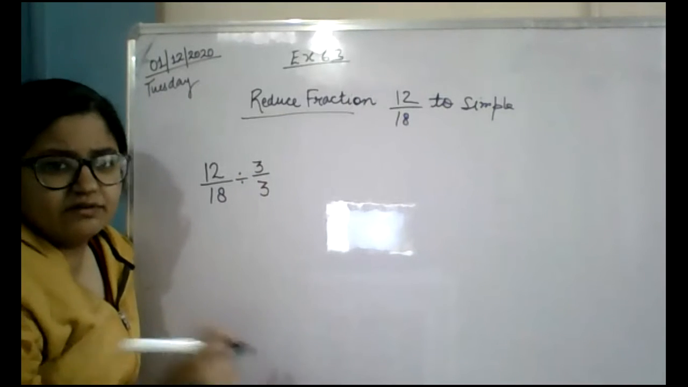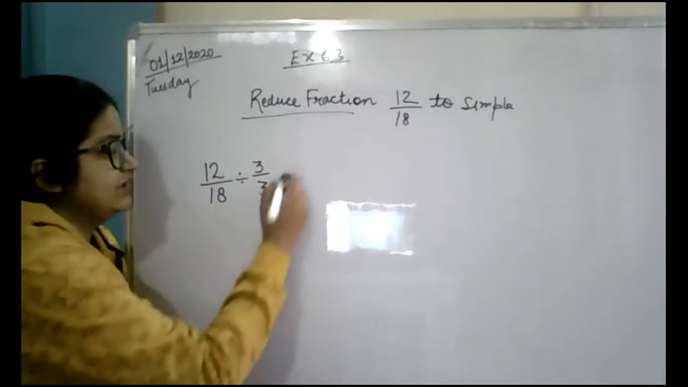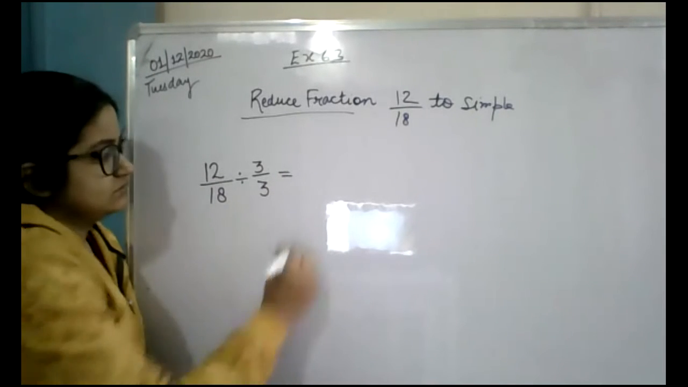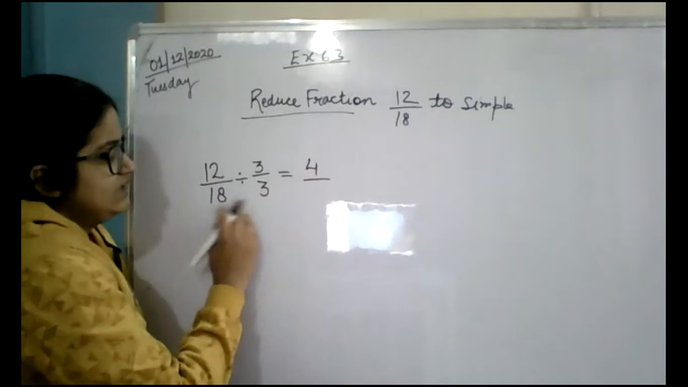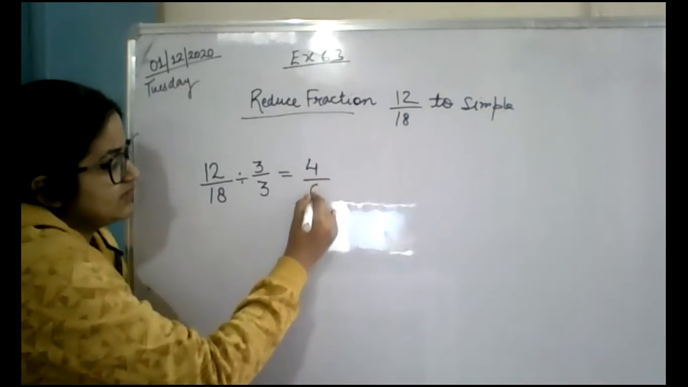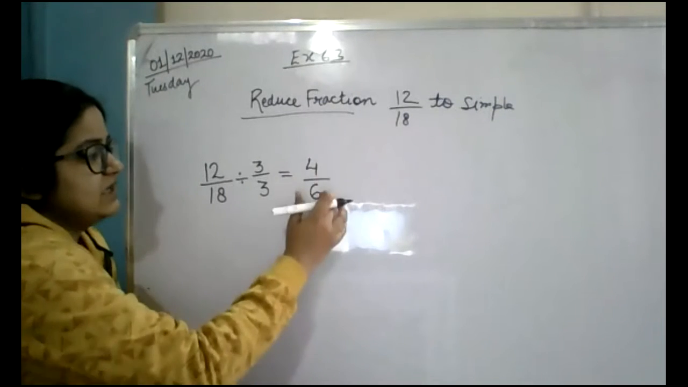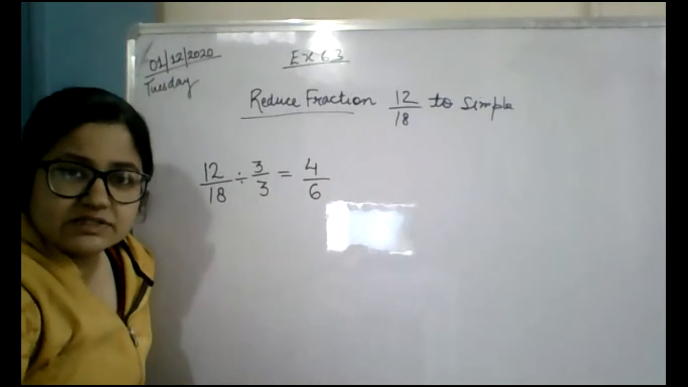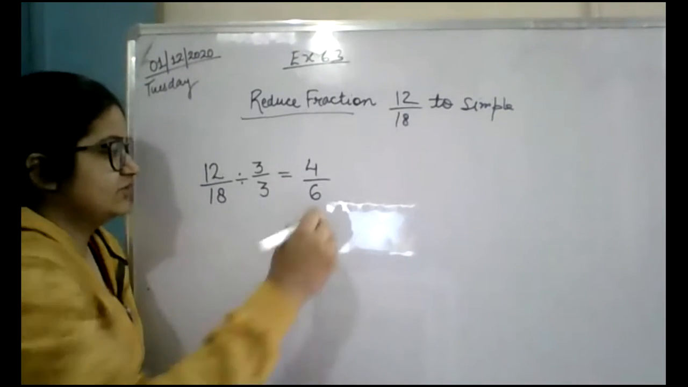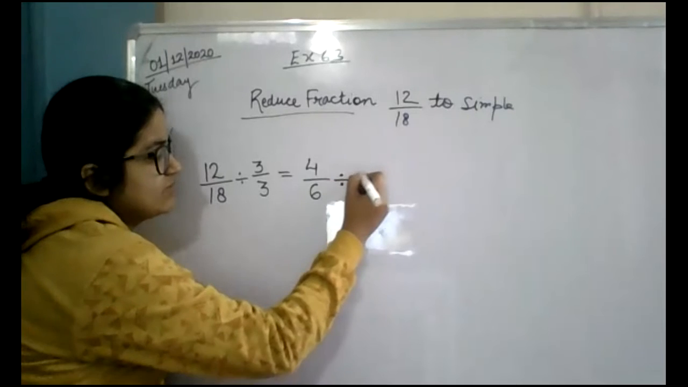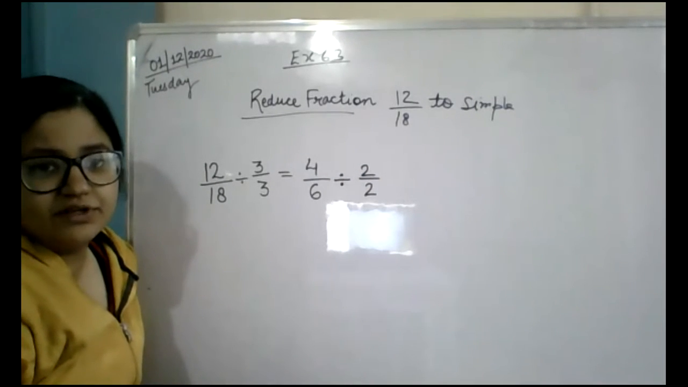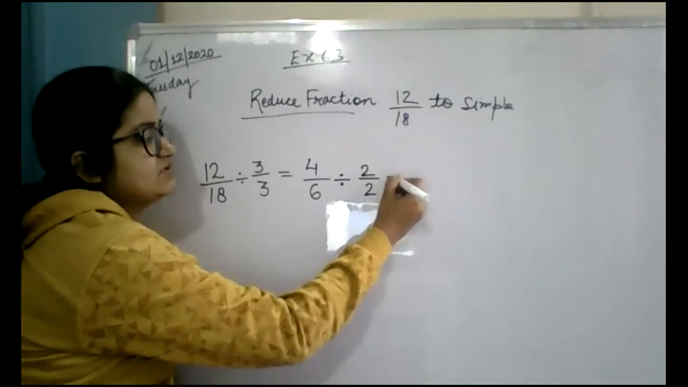As you are saying by 3, we will divide the numerator as well as denominator both by 3. When does 12 come in the table of 3? 4. And when does 18 come in the table of 3? 6. 4 upon 6 is the answer. Now wait. 4 and 6, are they coming in any of the same table? 2. Very good, Arjun. They are coming in 2's table. That's why we will divide the numerator and denominator both by 2. When does 4 come in the table of 2?